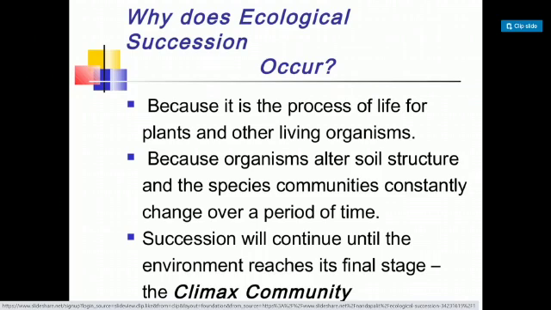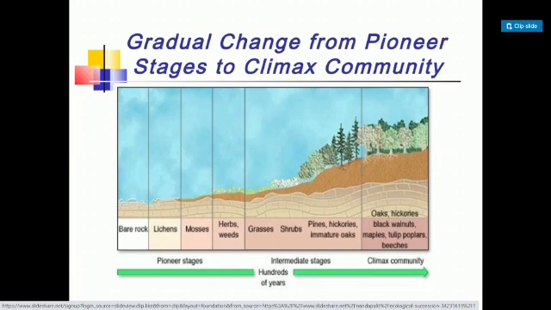Because organisms alter soil structure and species communities constantly change over a period of time, succession will continue until the environment reaches its final stage called the climax community. So in the previous figures which you have watched, the climax community which is occupied by the community of maple trees or the long trees, this was called the climax community.